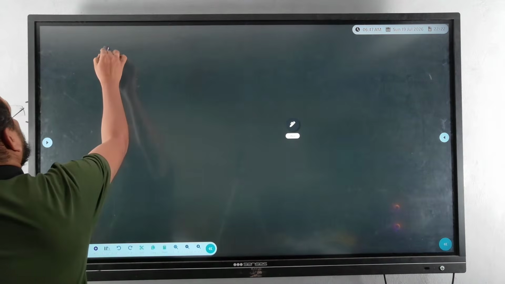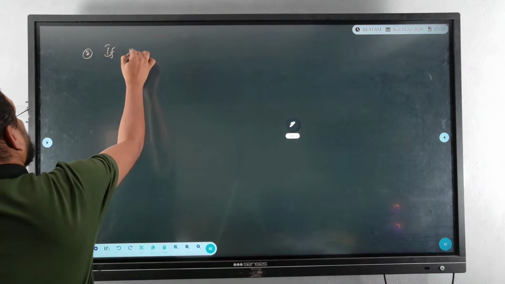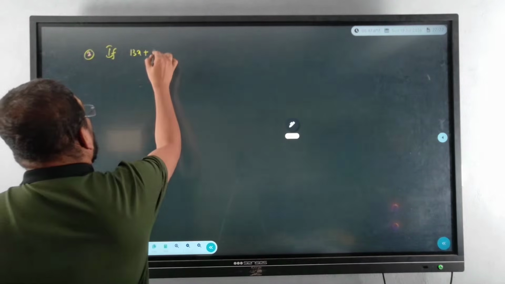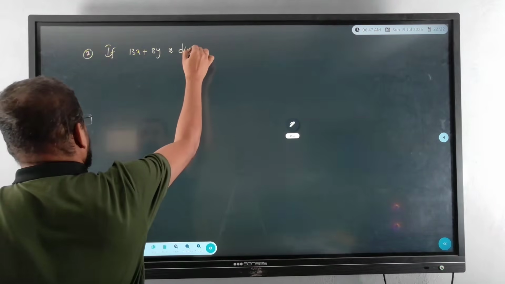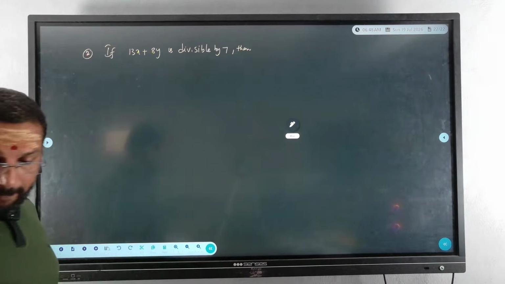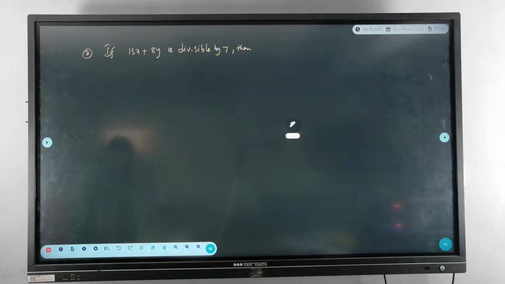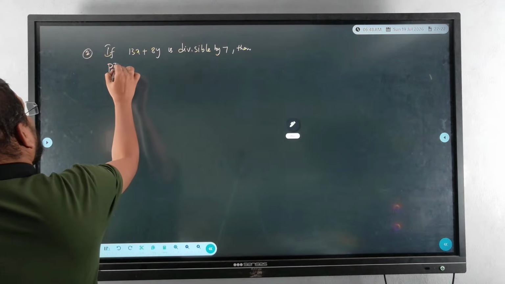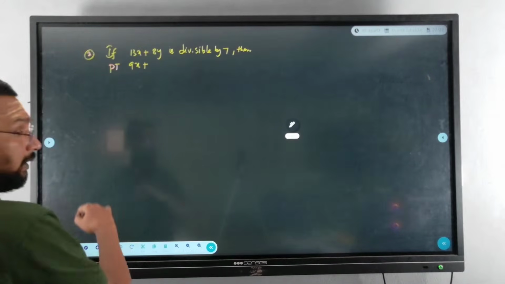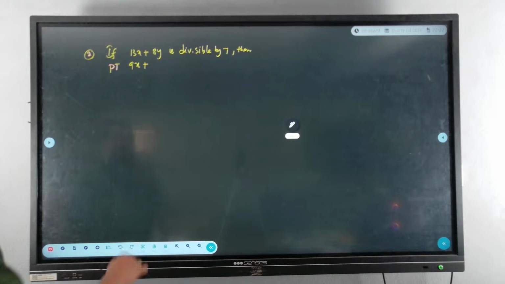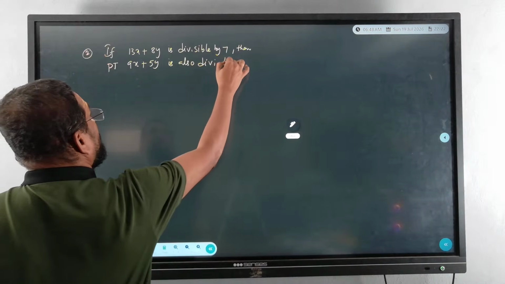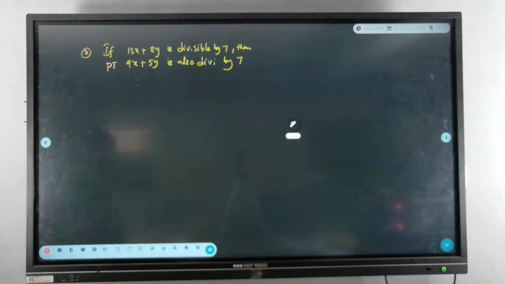So the second question: if 13x plus 8y is divisible by 7, then prove that 9x plus 5y is also divisible by 7.